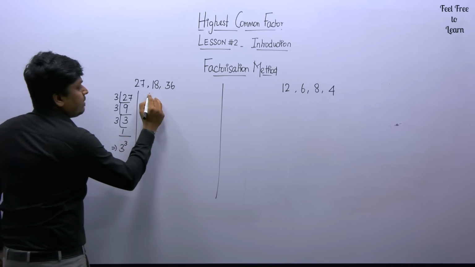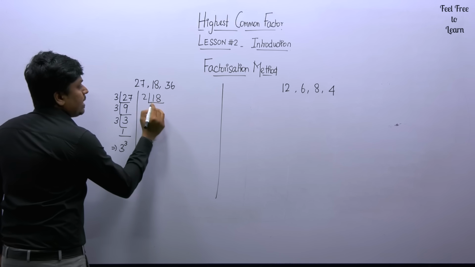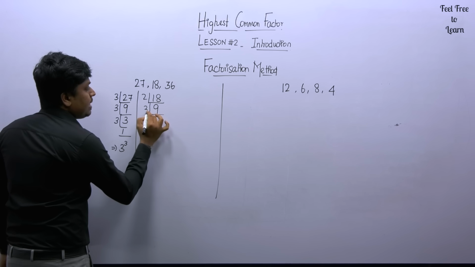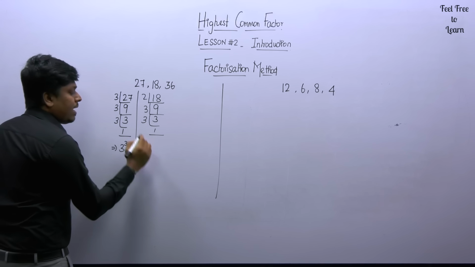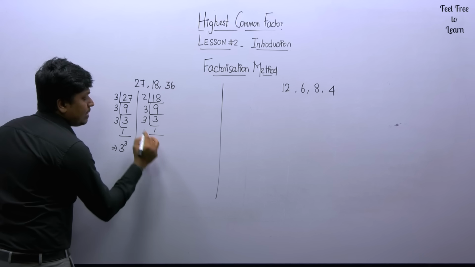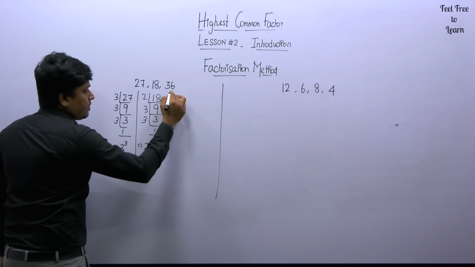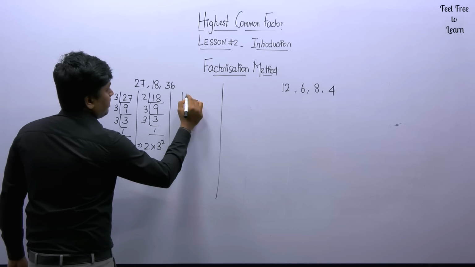So similarly find the factor for 18. So 2 times 9 2s are 18, 3 times 3 3s are 9, so 3 1. So how many 2 we have? Only 1 2, and how many 3 we have? 2 3s. So next will be 36.